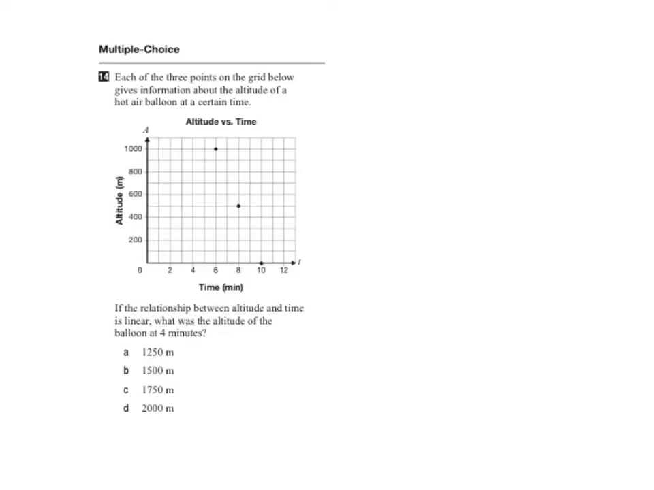A question like this needs you to understand what the graph is saying. So it's saying each of the 3 points on the grid below gives information about the altitude of a hot air balloon at a certain time. If the relationship between the altitude and time is linear, what was the altitude of the balloon at 4 minutes? So, one word, linear, you know it's a constant rate of change, so you know it's a straight line.